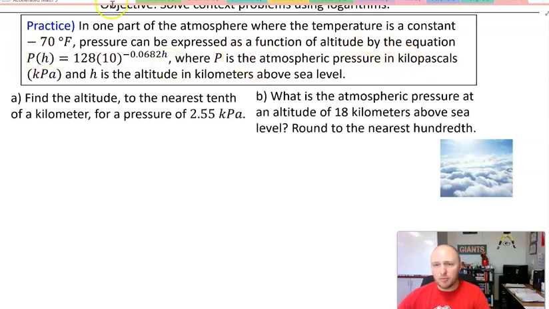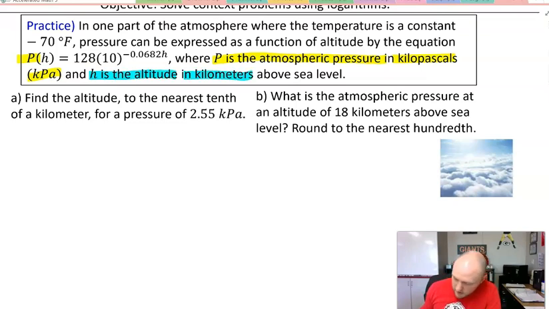Where P is the atmospheric pressure. So P, notice that's your output, and the unit is kilopascals, kPa. That's new. And then H is altitude in kilometers above sea level. Altitude, if you're not familiar with the word, some of my students trip up on it. That's just height. It's like you're in a plane, and you're thousands of kilometers or feet, meters above sea level. Okay, so anyway, go ahead. Please answer these two questions, and I'll show you the solution here in a moment.